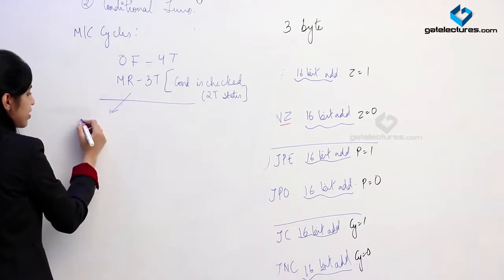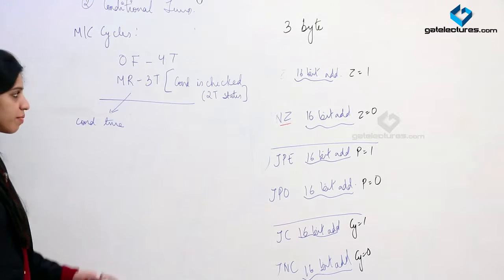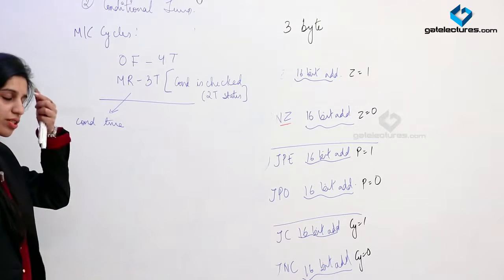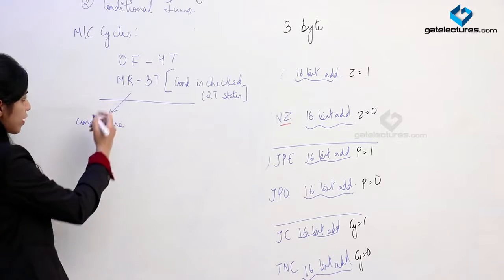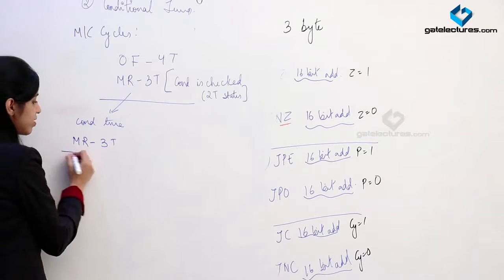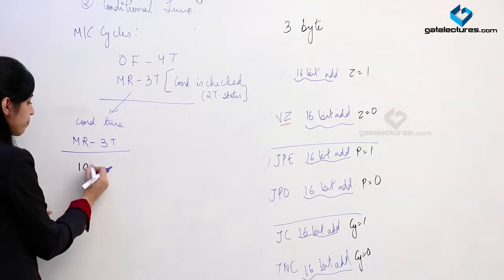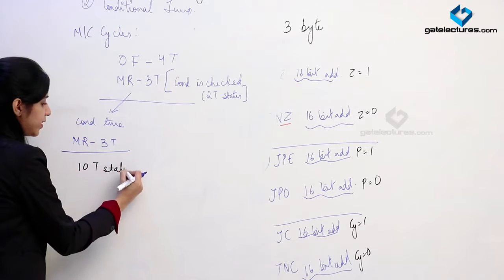Now suppose the condition is true. Suppose you had to make a jump if parity was even, and you found that the condition is true, that is, parity was even. So if the condition is true, you are going to have one more memory read cycle of 3 T states, and this is going to be similar to unconditional jump and will take up a total of 10 T states.